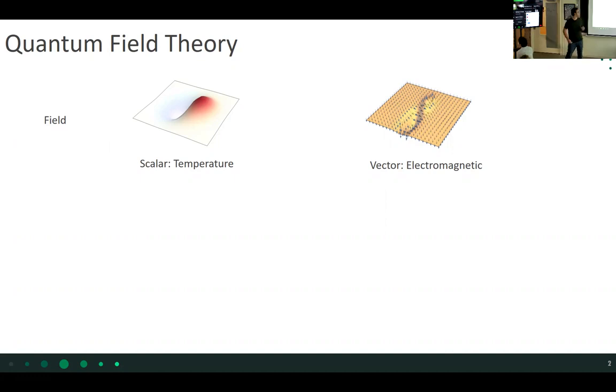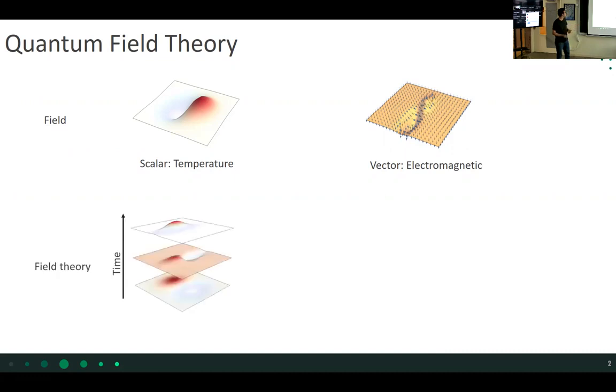The value is related to some physical parameters. The value could be a scalar, which, for example, would be a temperature in this room. It could be a vector value, one example of which is the electromagnetic field, which is a vector field. The value could change over time, and the field theory is a mathematical description that tells how the value of this field is changing over time. There are some restrictions on the way that the field is changing. All the restrictions are within the Hamiltonian of the field theory that describes this evolution of the field over time.